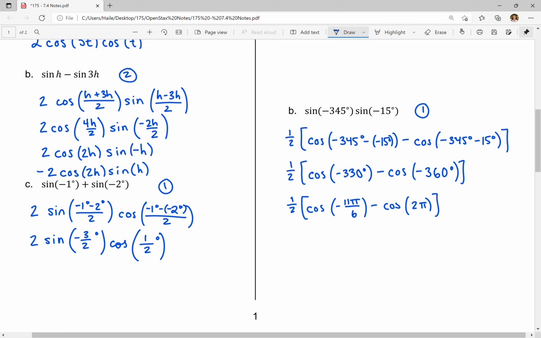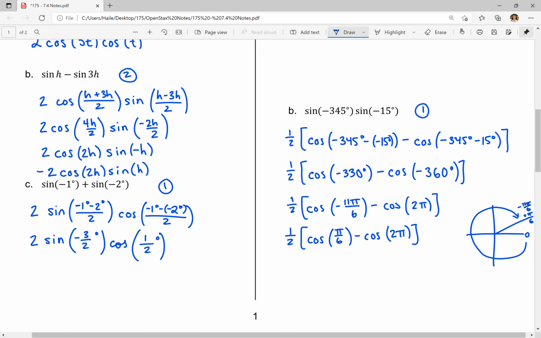All right, and now we can go one step further. When we're talking about negative 11 pi over 6, we're starting at 0 and counting backwards until we get to 1 pi over 6 before we hit 0 again. So this would be negative 11 pi over 6, but as you can see, that's the same thing as positive pi over 6. So what we can say is this is actually 1/2 times the cosine of pi over 6 minus the cosine of 2 pi.